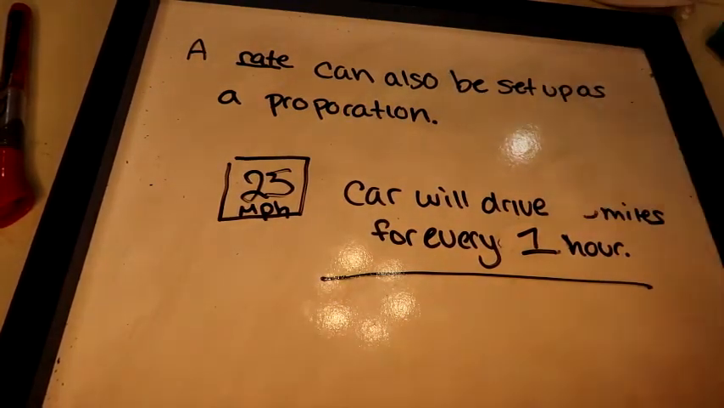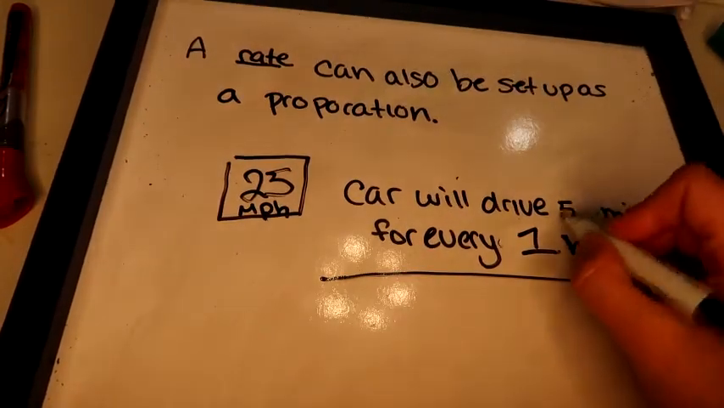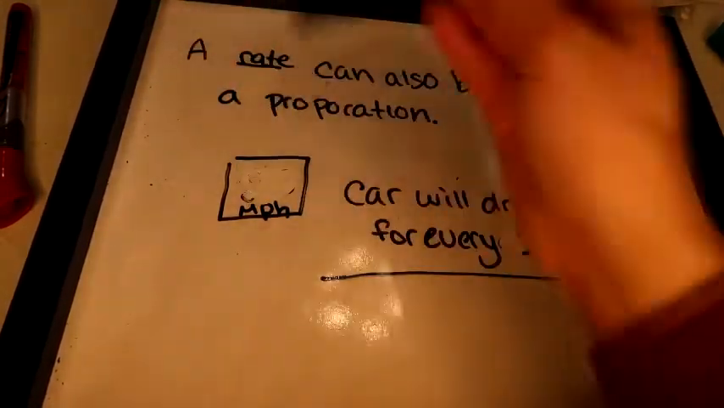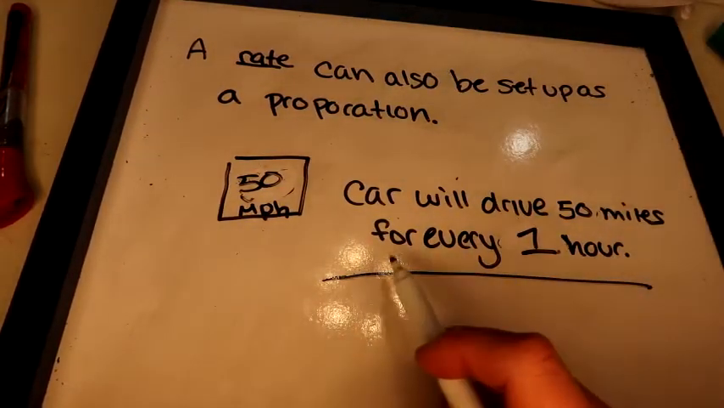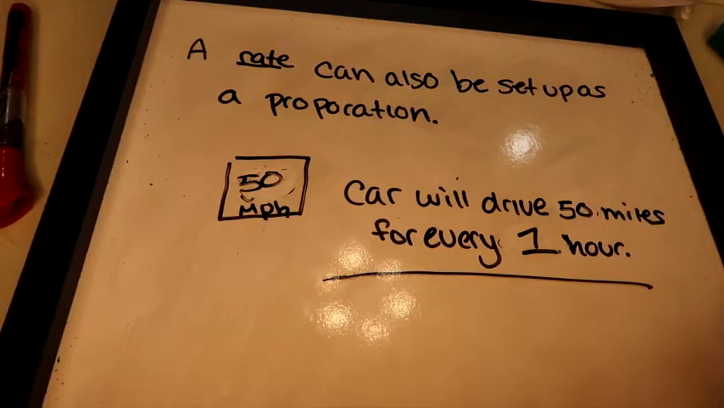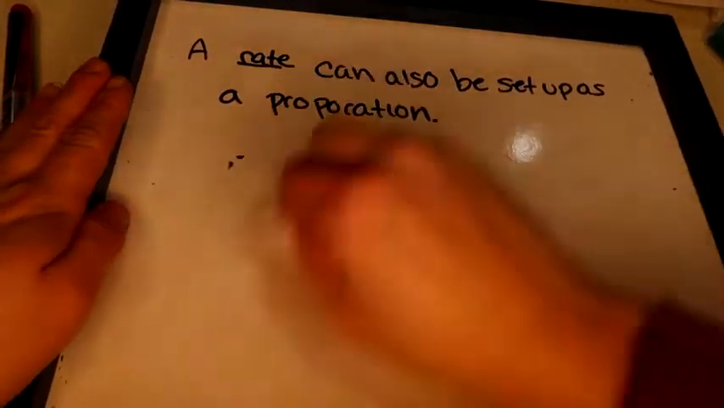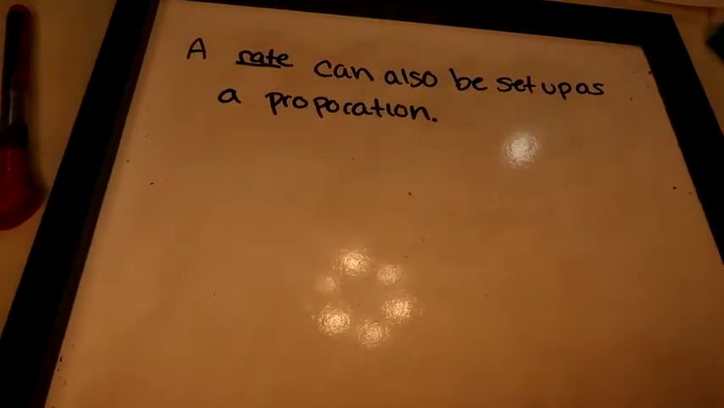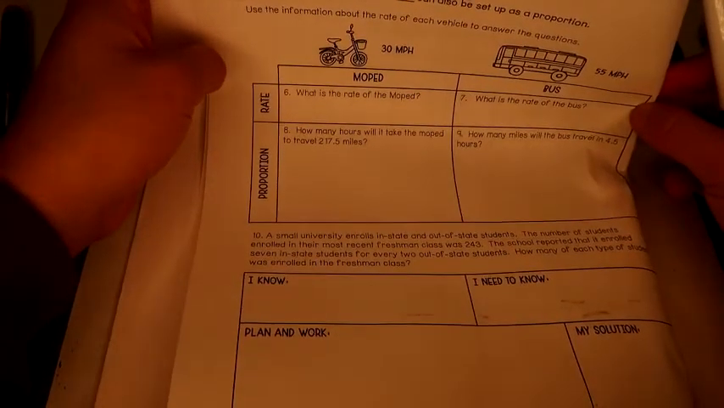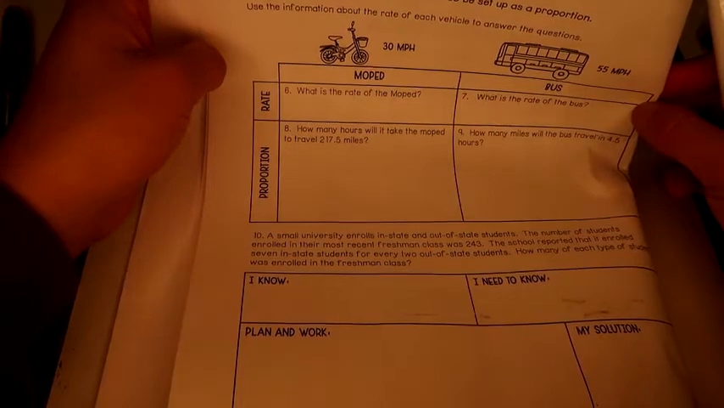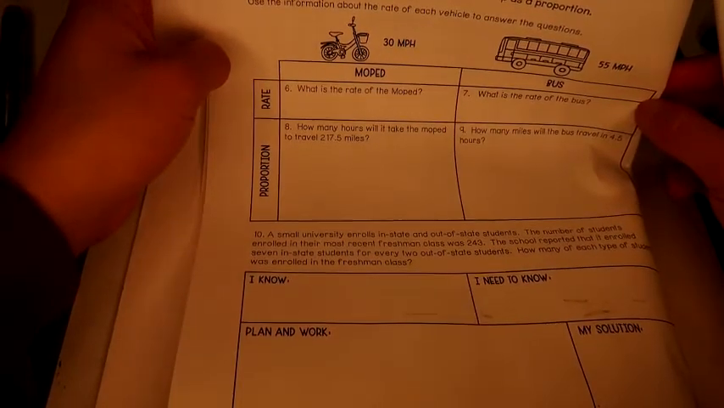Now that would be true if the car is going 50 miles an hour. The car will drive 50 miles for every 1 hour. Okay? I think you guys kind of understand that. Okay. Number 6, following along in your packet, and it says, use the information about rate of each vehicle to answer the question. What is the rate of the moped?